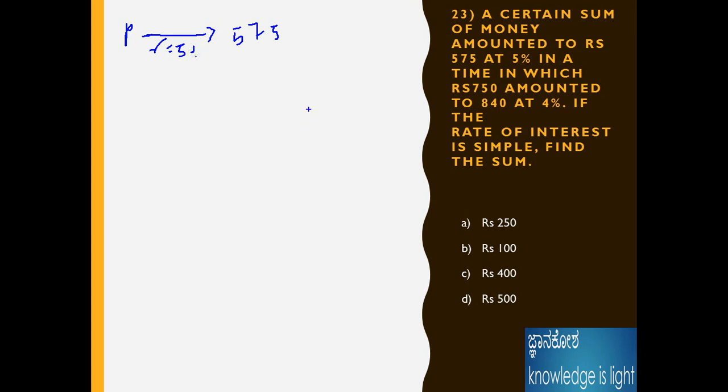We already know the formula for the principal: P is equal to 100 times A divided by 100 plus RT. Let's substitute. P is equal to 100 into 575 by 100 plus the rate, 5, into, we don't know the time exactly.